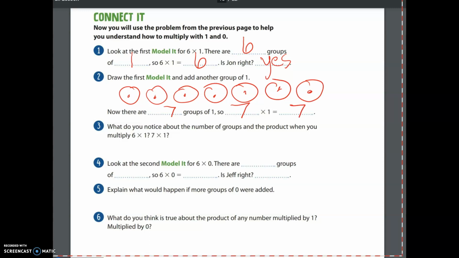So it says, what do you notice about the number of groups and the product when you multiply 6 times 1 or 7 times 1? Well, if you look at 6 times 1, it stays as 6. If you do 7 times 1, it stays as 7. So when you multiply by 1, it's always the other number.